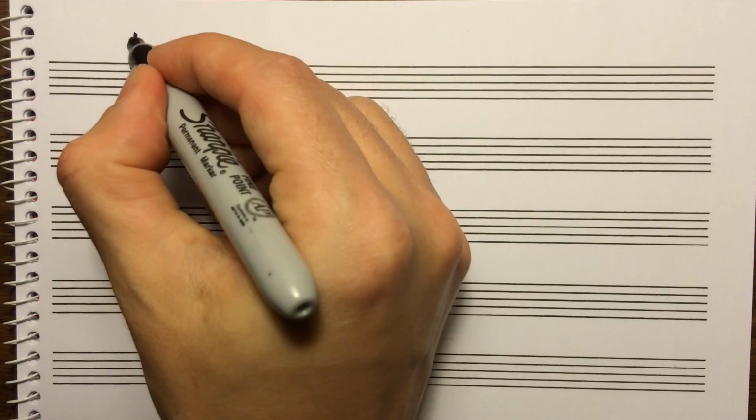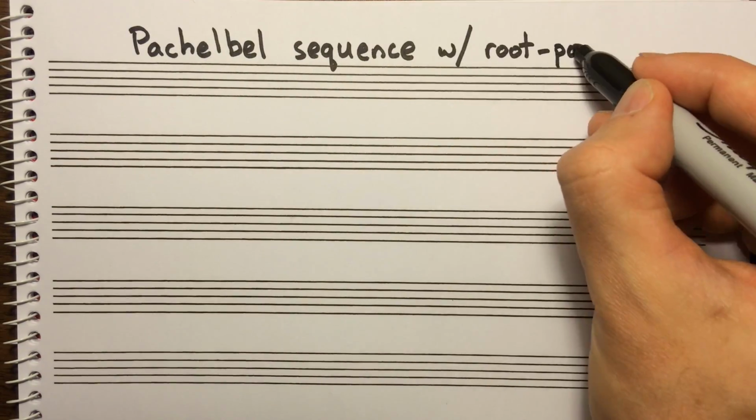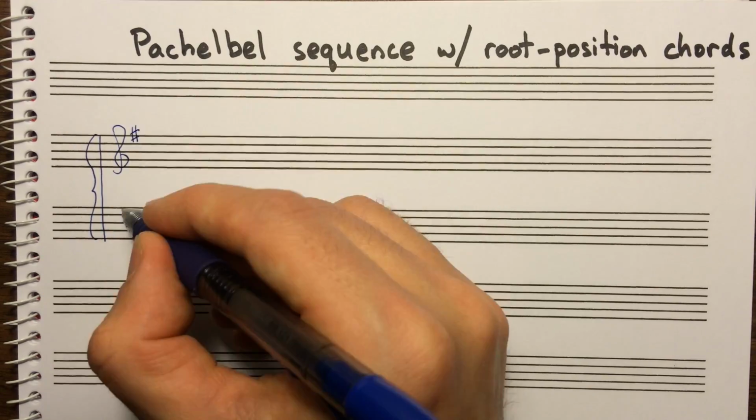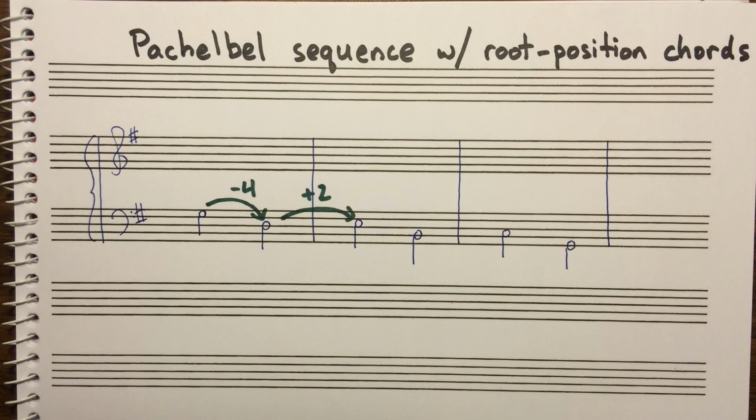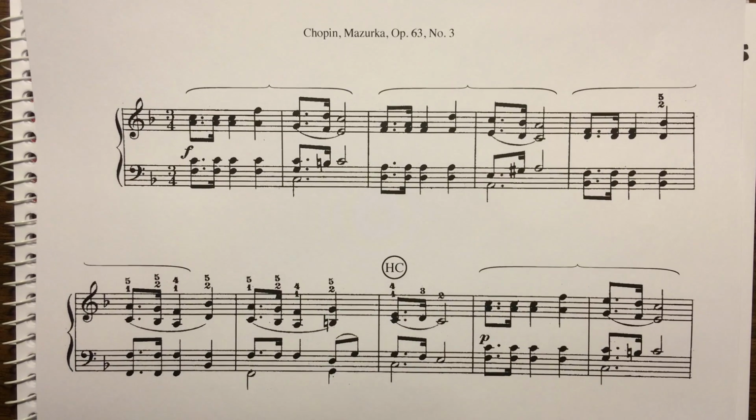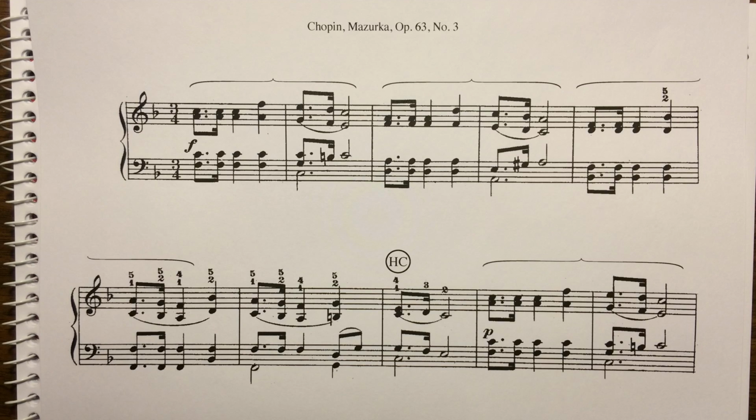A variant of the Pachelbel sequence contains all root position chords. So, rather than a stepwise bass, we get a fourth down followed by a step up. This is in fact what occurs in Pachelbel's canon. Rather than making you listen to that piece, let's take a look at a Chopin mazurka.